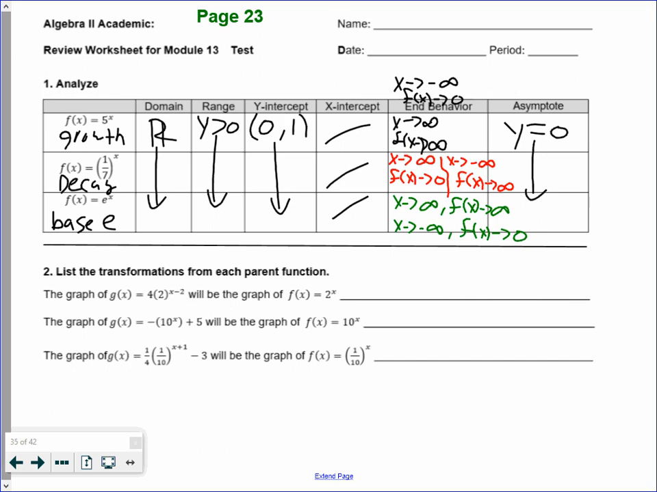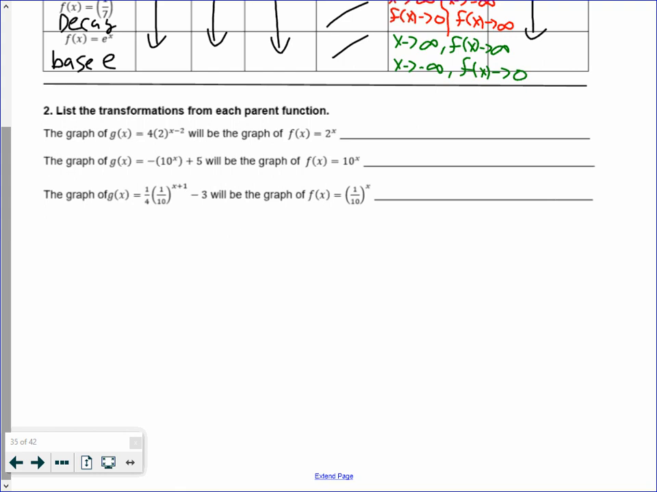Number 2, we're asked to list the transformation for each parent function. So for the first one, for 4 times 2 to the x minus 2, the transformations there is we have a vertical stretch because of that a value of 4. And we're being shifted to the right by 2 because of our h value of positive 2. Remember, it's x minus h.